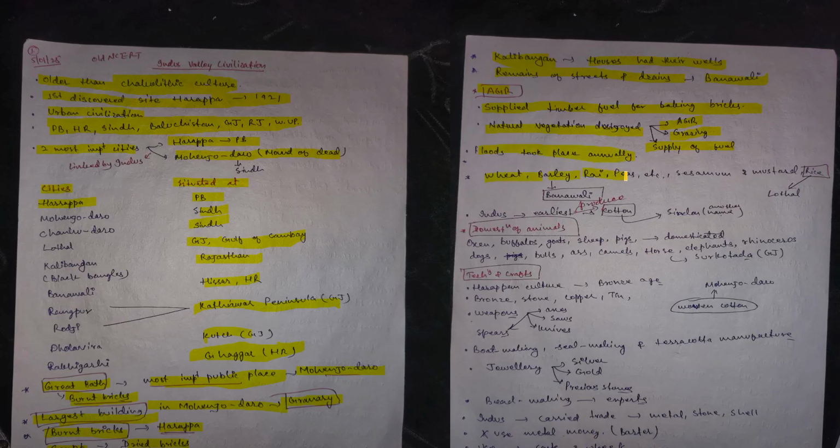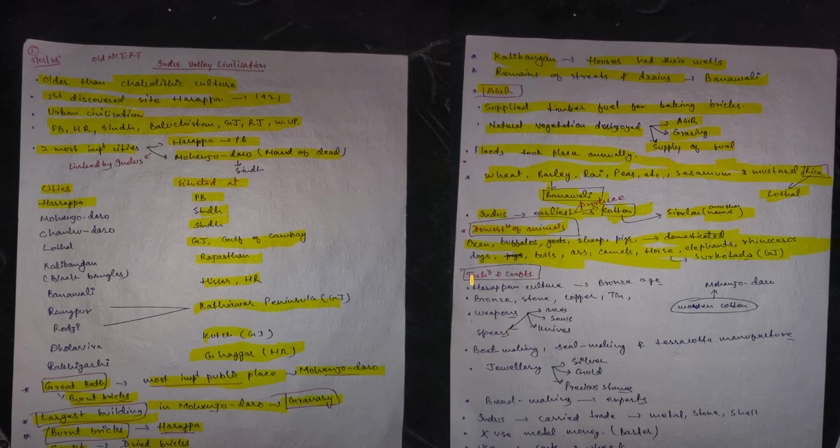Wheat, barley, rye, peas, sesame, mustard, and rice. These were the grains. Barley has been recovered from Banawali, and rice has been found from Lothal. The Indus people were the earliest to produce cotton, which was called Sindan. Domestication of animals: oxen, buffalo, goats, sheep, pigs, domesticated dogs, bulls, camels, horse, elephant, rhinoceros.